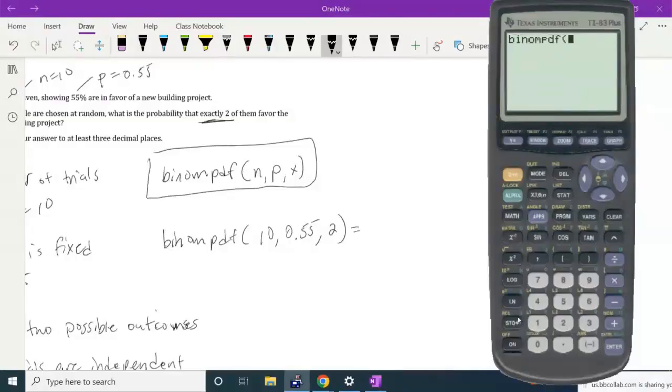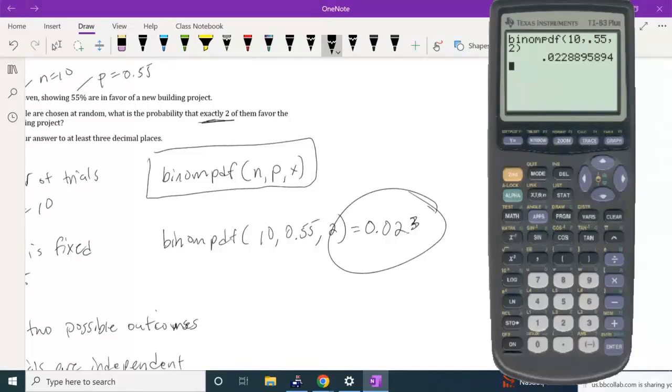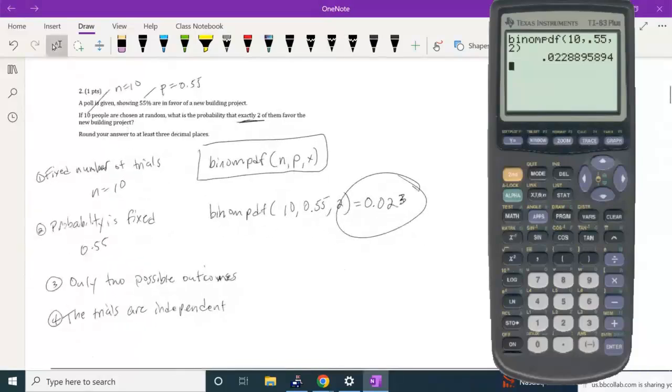We put this in our calculator, 0.55, 2. And we're asked around the 3 decimal places, so that's 0.023. All right, so there's like a 2.3% chance that exactly 2 people out of 10 will favor the project. All right. Any questions about number 2?